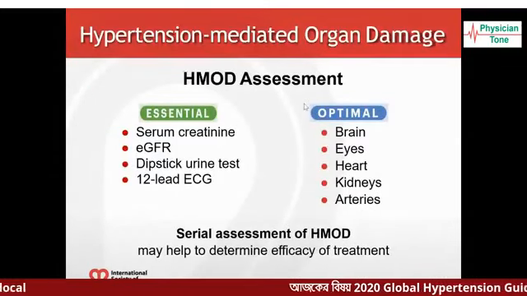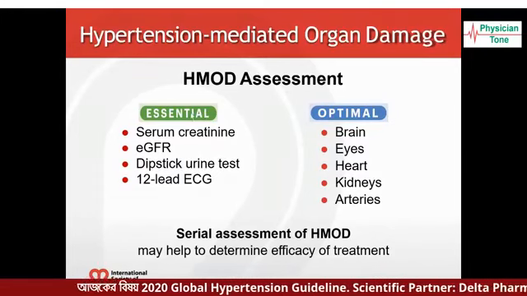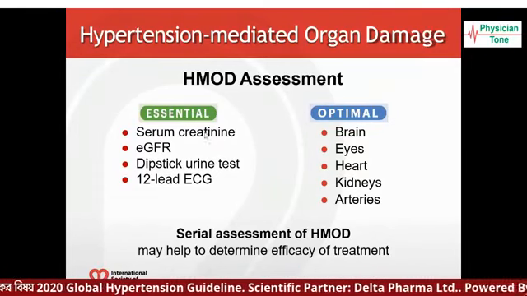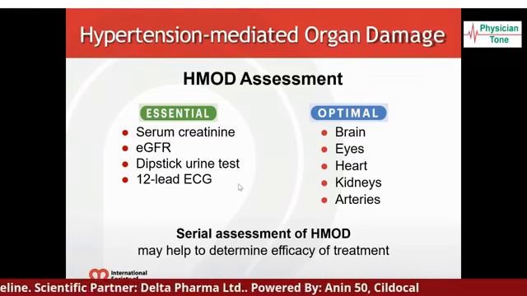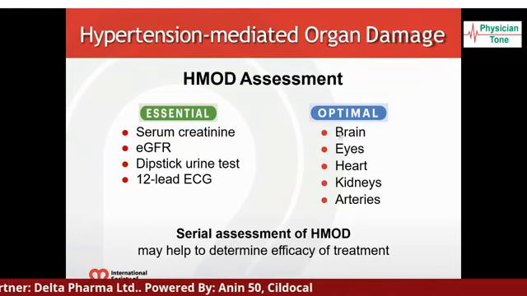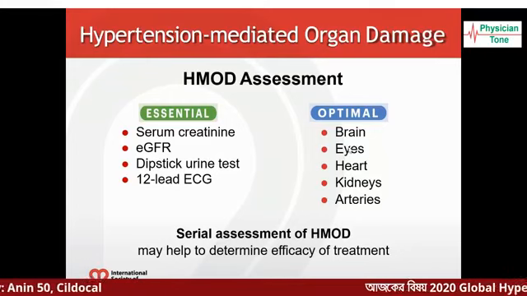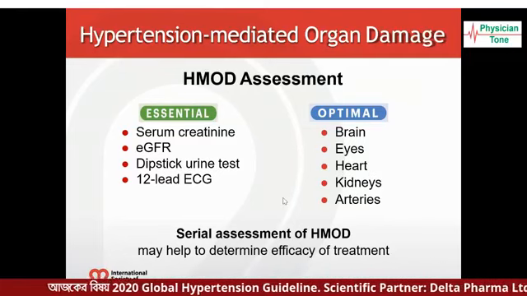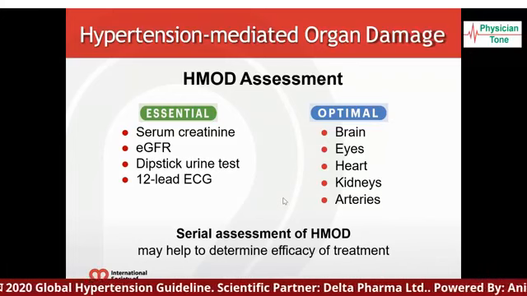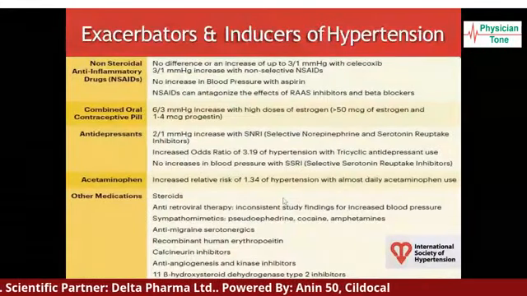Hypertension-mediated organ damage, how will we assess it? Essential tests are serum creatinine, eGFR, dipstick urine test for proteinuria, and 12-lead ECG. Optional tests include CT, MRI, eyes for fundoscopy, and all other tests for heart, kidneys and arteries. That is the standard care for diagnosis of hypertension-mediated organ damage. This is an important slide.